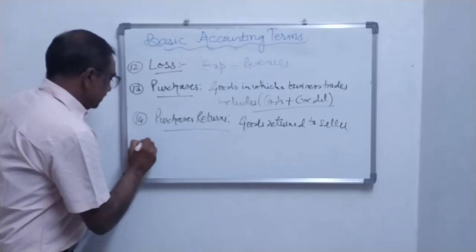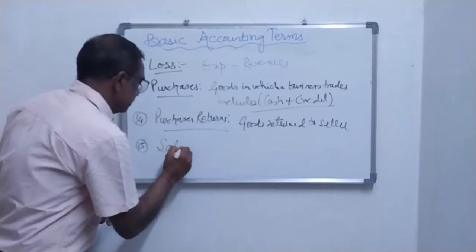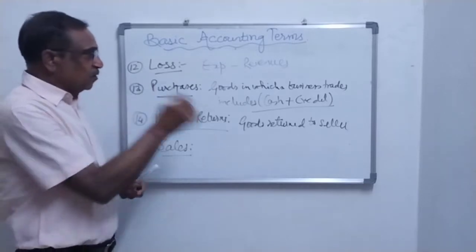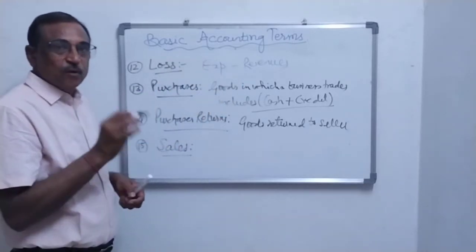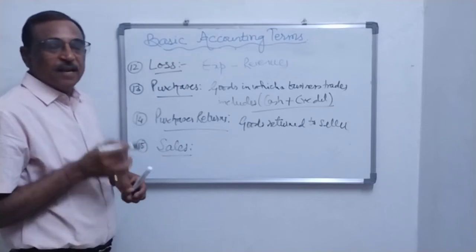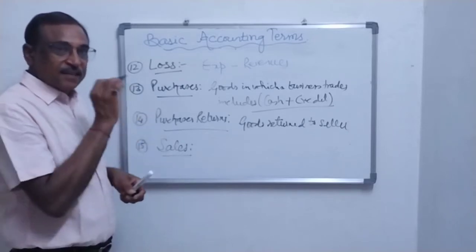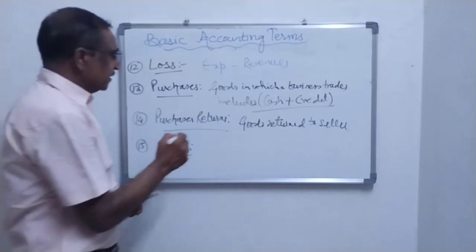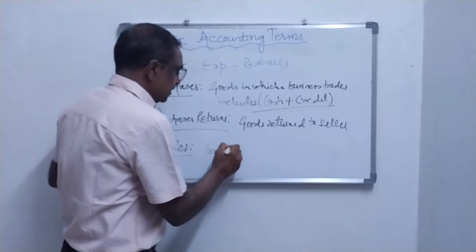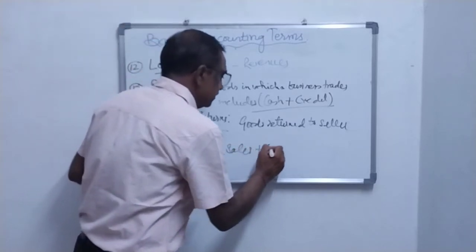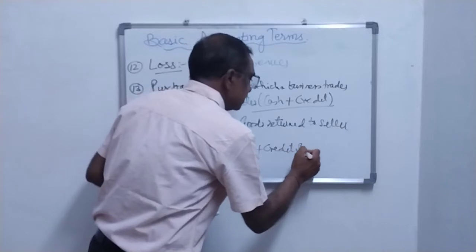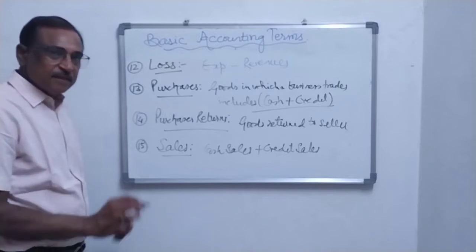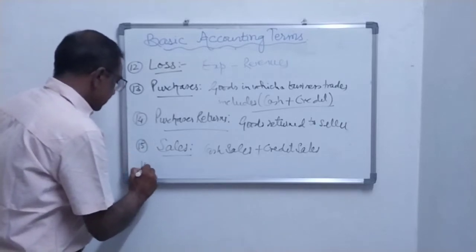And 15th is your sales. Sales means the goods in which you trade, when sold, become your sales. Here also you will include both cash sales as well as credit sales. So sales means cash sales plus credit sales. Clear? Simple.